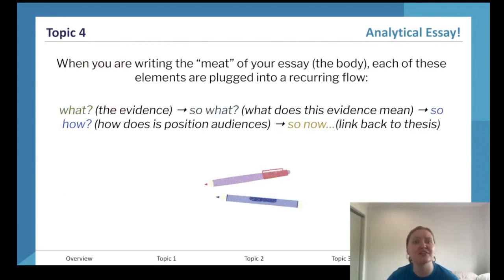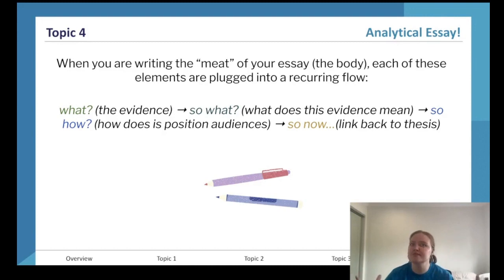So when you're writing the meat of your essay, the body paragraphs, each of those elements from the slide before are plugged into a reoccurring formula. So we start off with what, which is the evidence. So you plug your evidence in there. Now your evidence needs to be contextualized within the plot of the story. So you're not using page numbers or act numbers or scene numbers or anything like that. You contextualize it using the plot. So prior to King Hamlet or old Hamlet's ghost appearing, Hamlet laments, insert evidence.